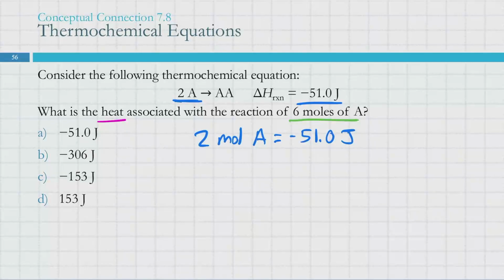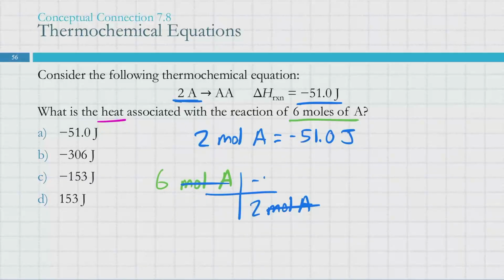Our stoichiometry, or ratio factor. So 6 moles of A that we were given, divided by the 2 moles of A, so the moles of A cancel out, and the negative 51.0 joules goes to the top. We get joules out, and it should be negative 153 joules, which would give us C. Question?